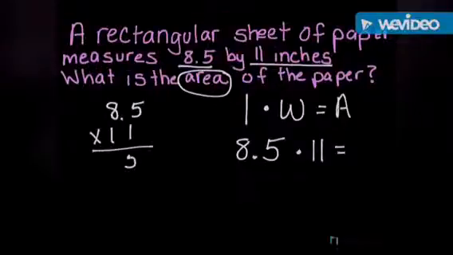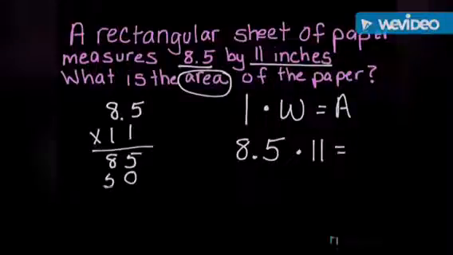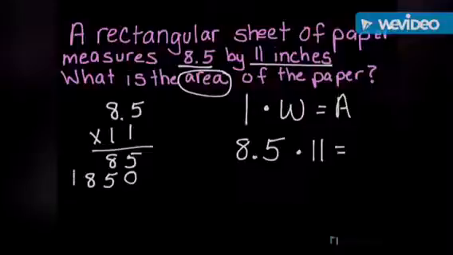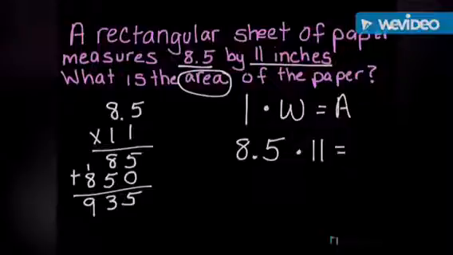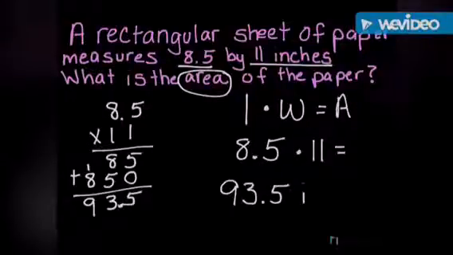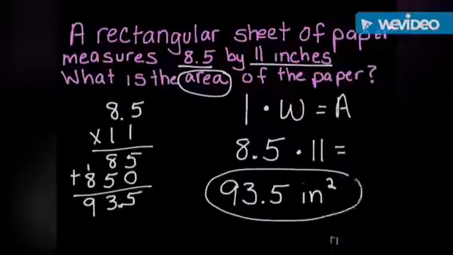One times 5 is 5. 1 times 8 is 8. Placeholder. 1 times 5 is 5. 1 times 8 is 8. Add those together. 8 plus 5 is 13. Put my 3 down. Carry the 1. 1 plus 8 is 9. I have one decimal place, so I move my decimal point one place. So my answer is 93.5 square inches because it's area.